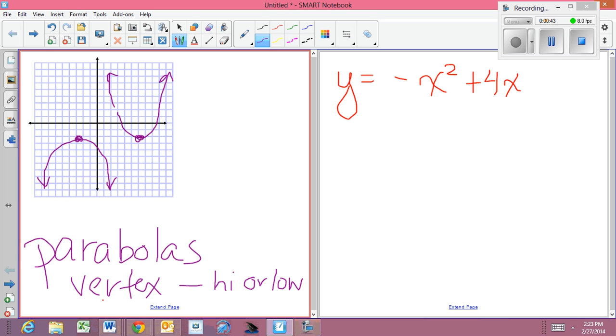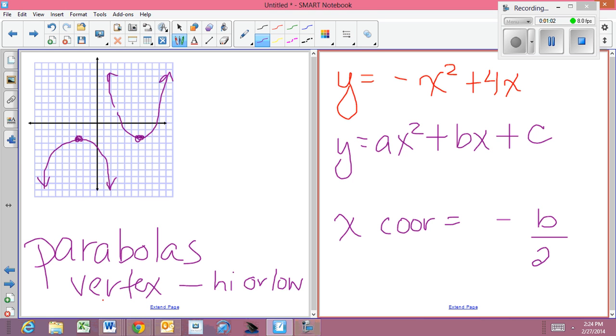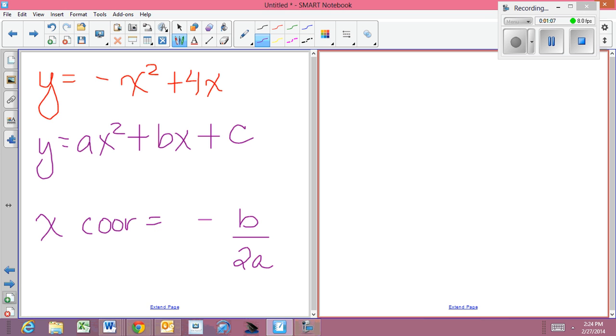So before we talk about that, let me remind you, parabolas take the general form ax squared plus bx plus c. If you don't have an x squared term, then it's not a parabola, it's a line. So the trick that we learned to find the x coordinate of the vertex is to use the formula minus b over 2a. So if I want to take the equation that I have in red and try to figure out what the vertex is, I can first start by listing what a, b, and c are.